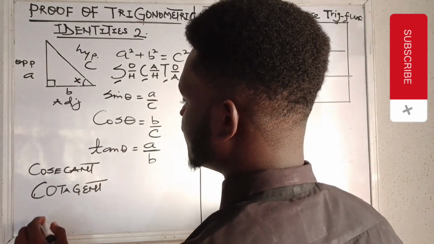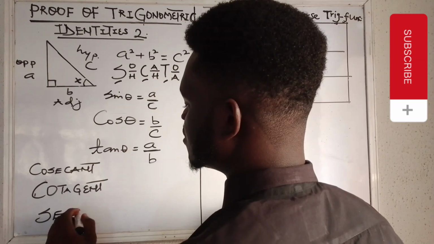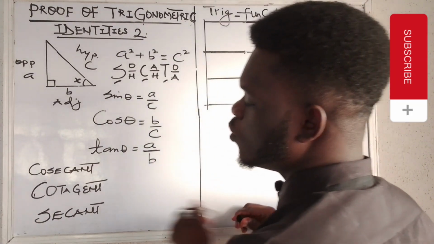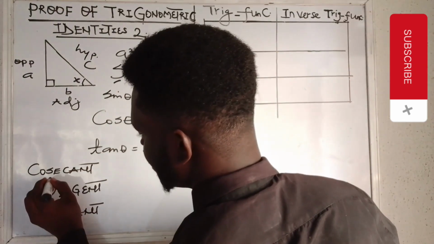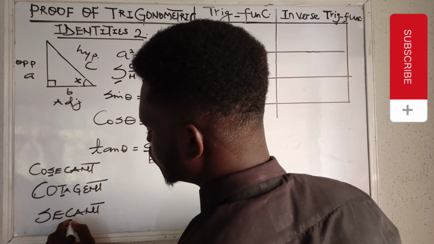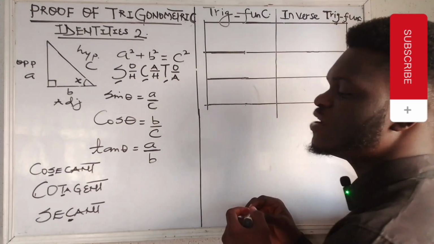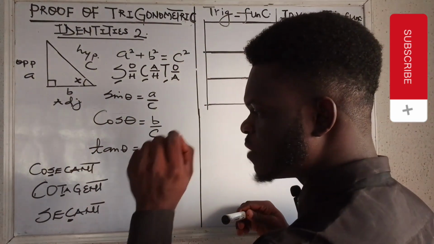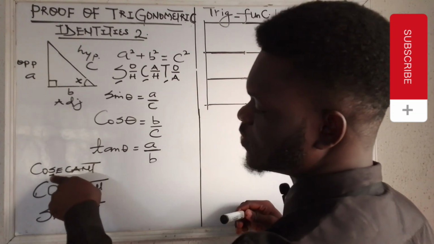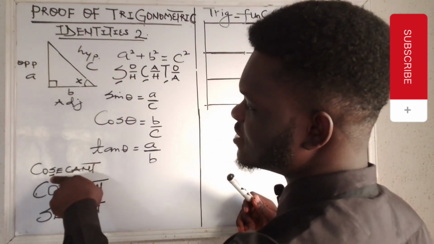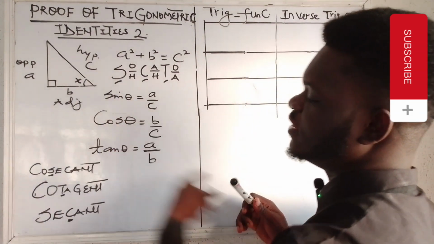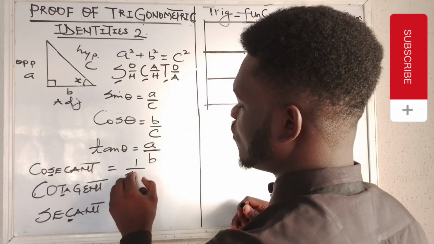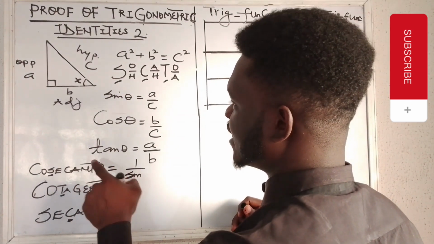Cotangent. And we have secant. Now what you need to know is to just watch their third letters. So whenever you remember any of those inverses like cosecant, cotangent, secant, just remember their third letters. For cosecant, the third letter is S, so automatically it means sine is going to be the inverse. So you can say cosecant is equal to 1 over sine.